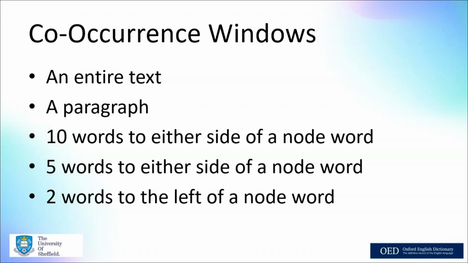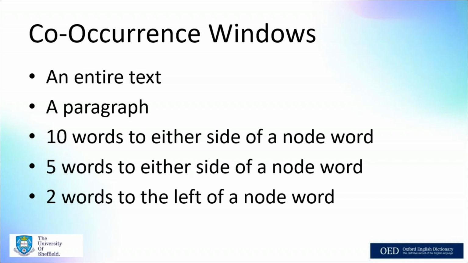Round about the turn of the millennium, there were psycholinguistic arguments saying that 10 words to the left or to the right was about the number of words that we would hold in our mind at a time. That eventually became revised, and it's generally agreed that maybe 5 words is a more psycholinguistically real window for the number of words that a reader holds actively in their mind at a time. So there is then this precedent of 5 words to either side of a node word. And then finally, you have examples of things like 2 words to the left of a node word.